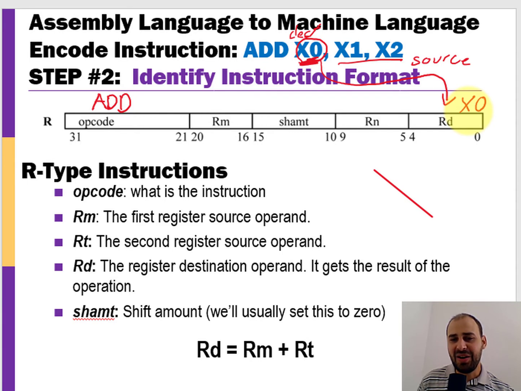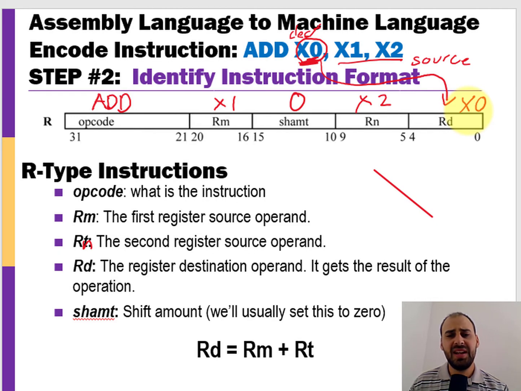Okay, and then the RM here is for the first source, and the RT or RN here is for the second source register. The shift amount, for our purposes, we're always going to list it as 0. You could store some information for shifting to indicate multiplications by powers of 2, etc. We'll see some of that later on in the course, but for anything that we're doing for converting to binary, we're just going to leave that field as zeros.